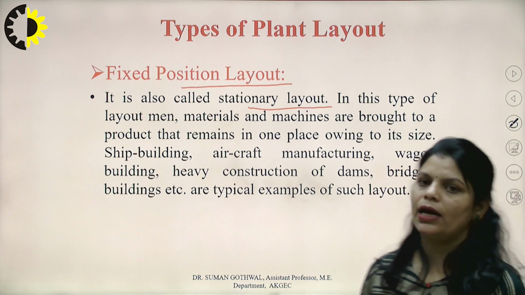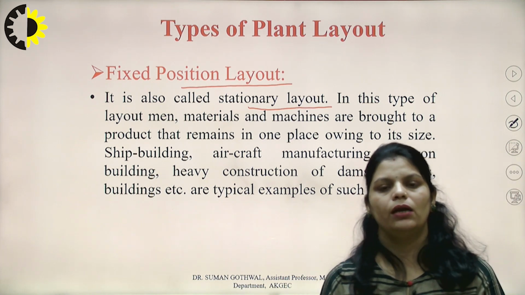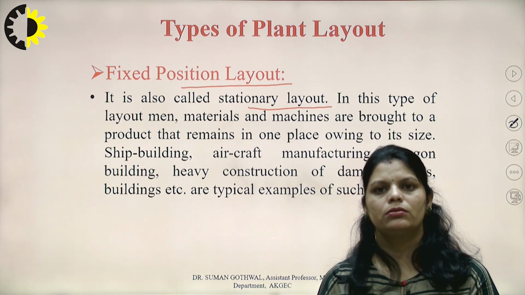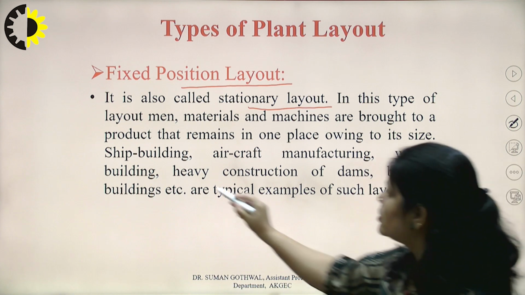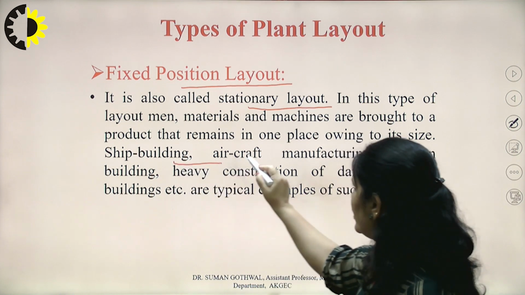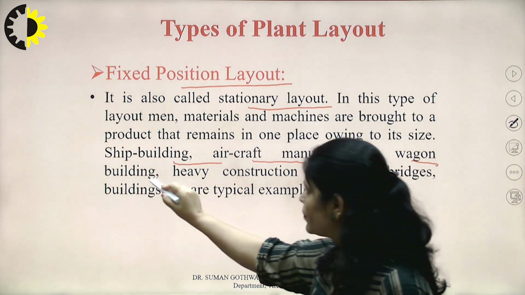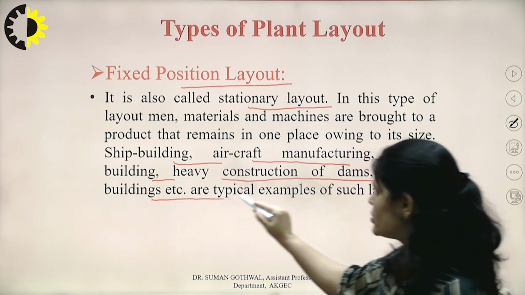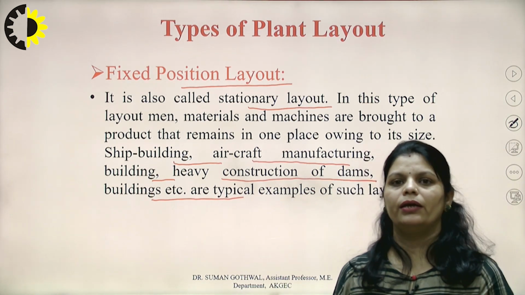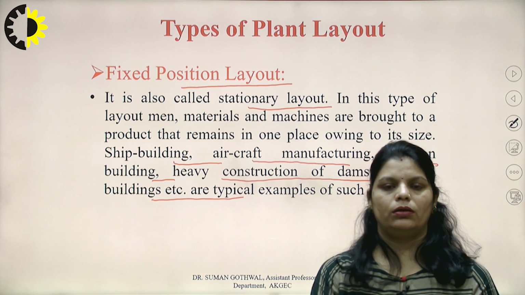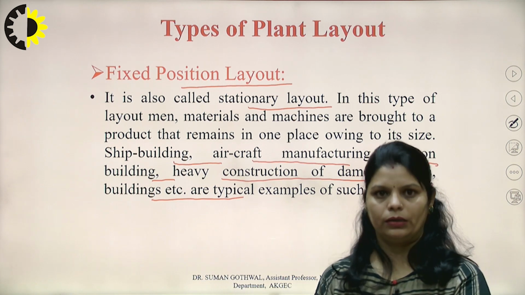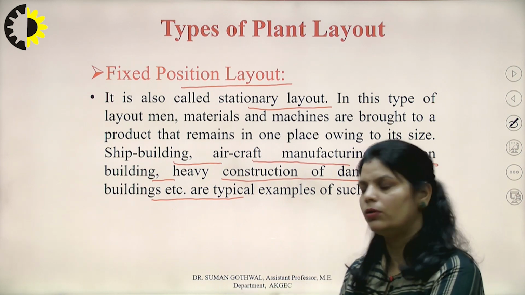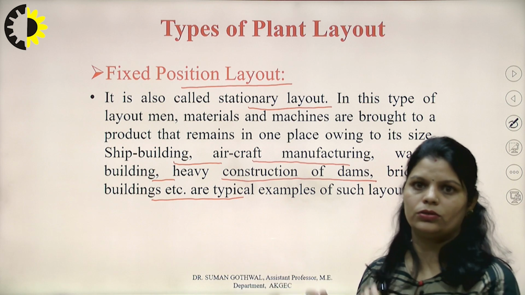This type of layout is used, for example, in the manufacturing of boilers, hydraulics, steam turbines, shipbuilding, aircraft manufacturing, wagon building, and heavy constructions of dams, bridges, buildings, etc. Here it is very difficult to handle the component, so all the tools and equipment will be brought to the work station or workplace.